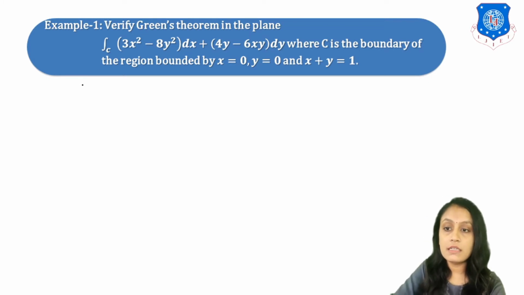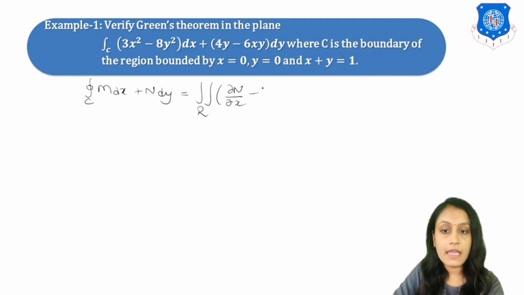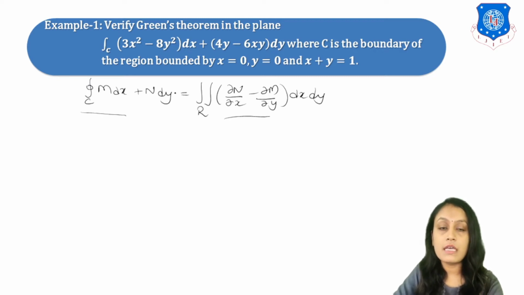Okay. Now let's state Green's theorem. What it says is that the closed integral over C of M dx plus N dy is equal to the double integral over region R of (∂N/∂x minus ∂M/∂y) dx dy. Whenever it is asked that we have to verify Green's theorem, what we have to do is find the LHS and RHS both and see that both the answers are the same. So let's begin with the RHS. Firstly we will solve this.